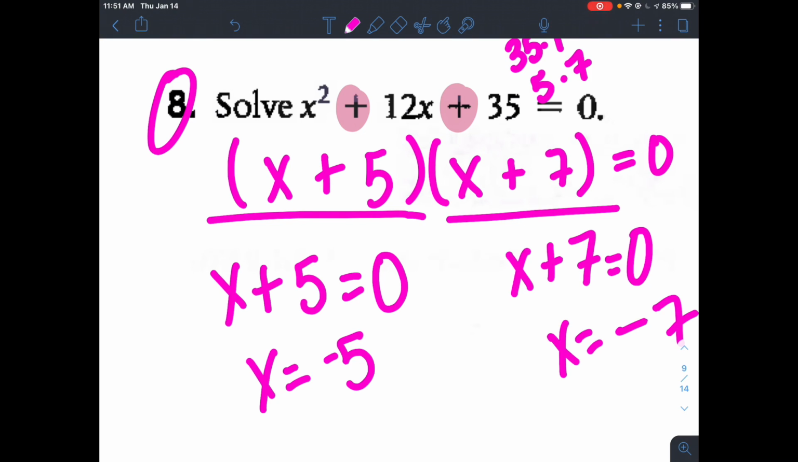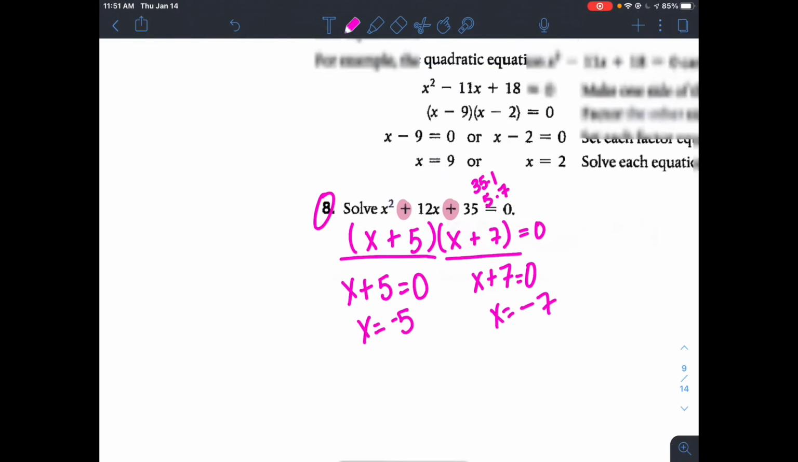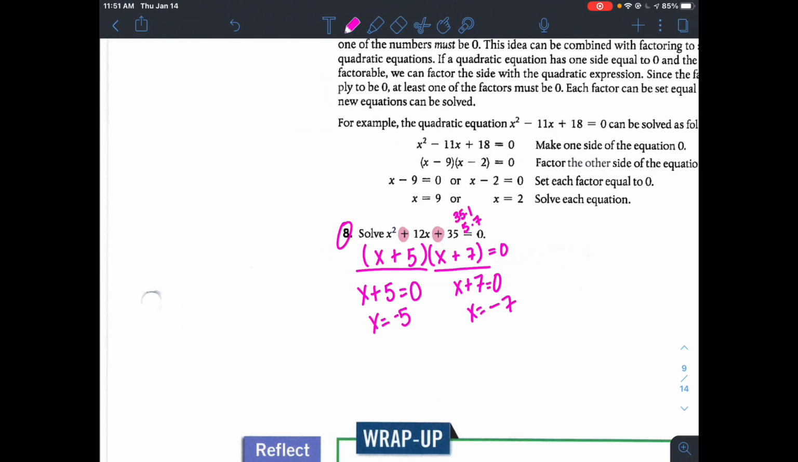Hopefully that made sense. It's quite hard to try to explain this when we're remote and I can't actually point things out. So if you have any questions, make sure you email me and let me know.